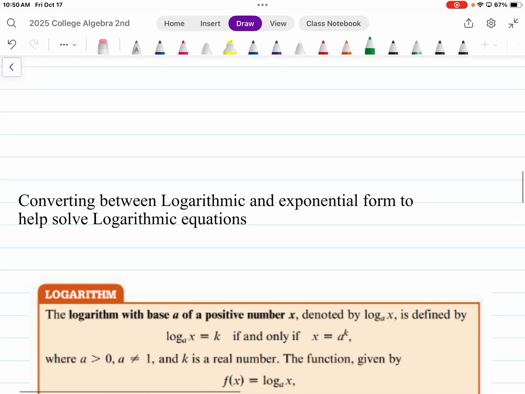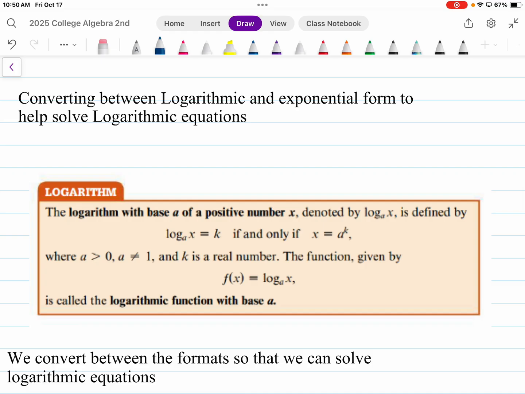Converting between logarithmic and exponential form. We do that in order to help us solve logarithmic equations when we're trying to find the value of an x somewhere in the problem. And so we use the process where no matter what my base is, if I have log base a, it could be log base 2 of x equals k, then what I'm allowed to do is rewrite this as the base to the answer power equals the number, or whatever's after the log.